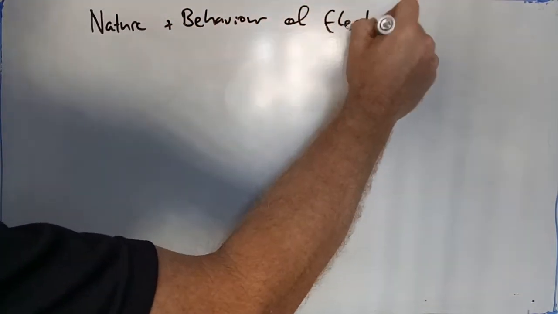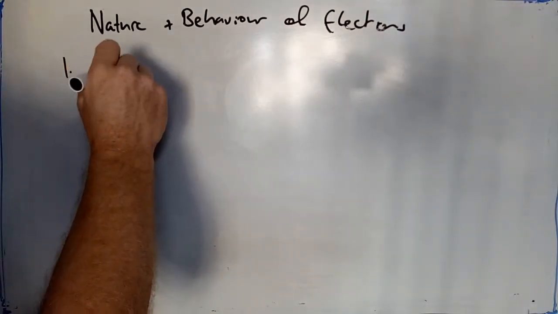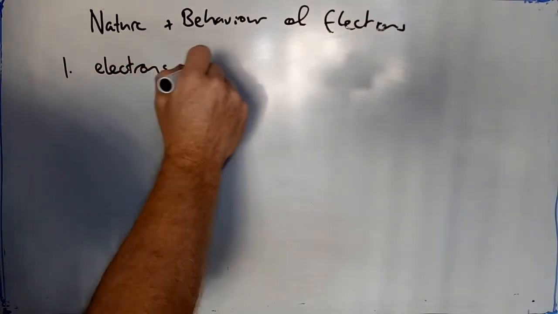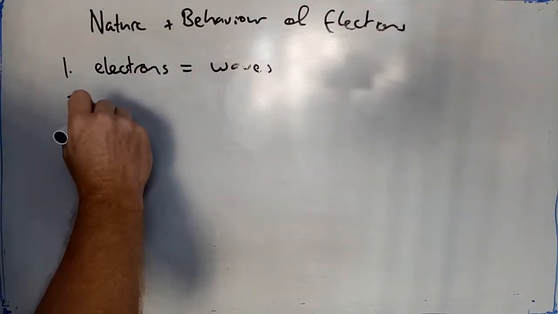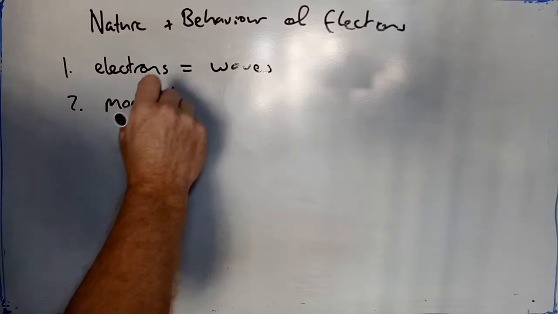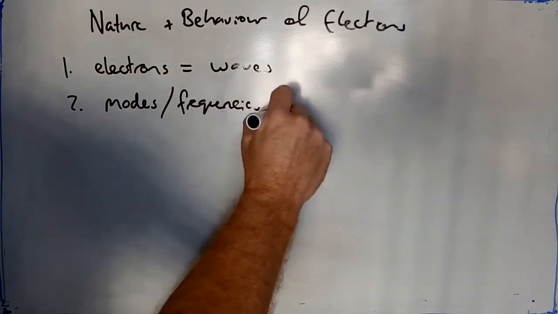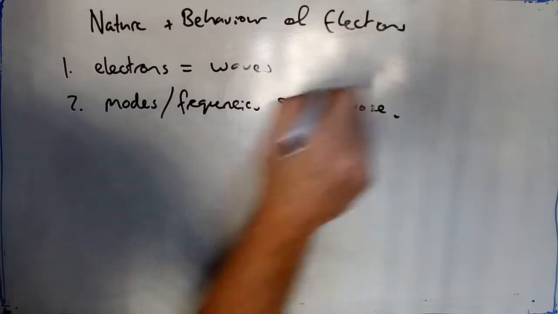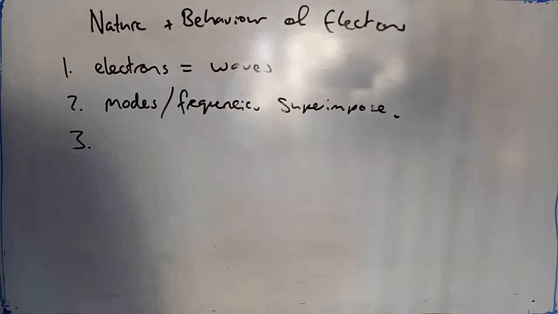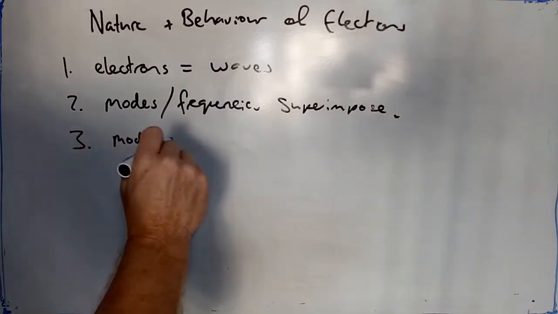Here's a quick summary. Point 1. Electrons in an atom may be thought of as a kind of wave. This is a more accurate model than thinking of them as little orbiting dots. Point 2. These waves can exist with different modes of vibration at different frequencies and with different wave shapes, and these waves can superimpose on one another in the same physical space. Point 3. The different modes of vibration have different energy levels.